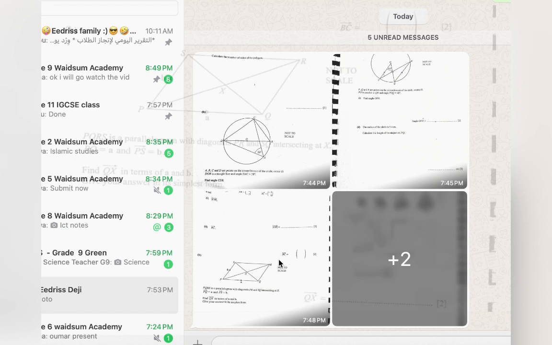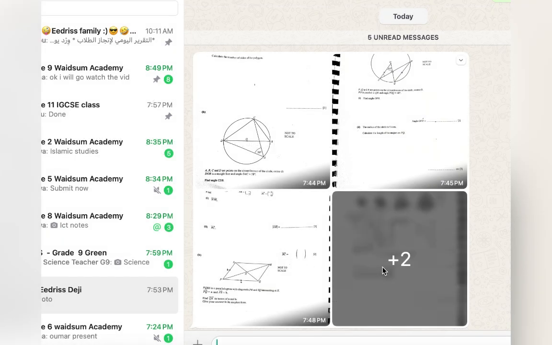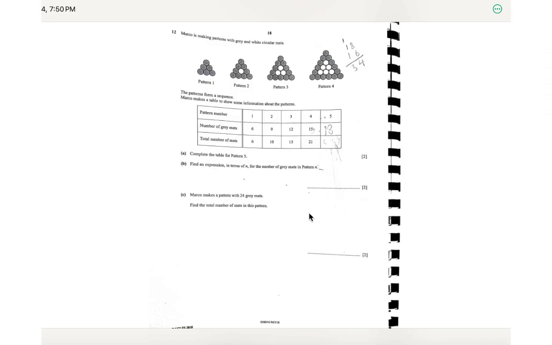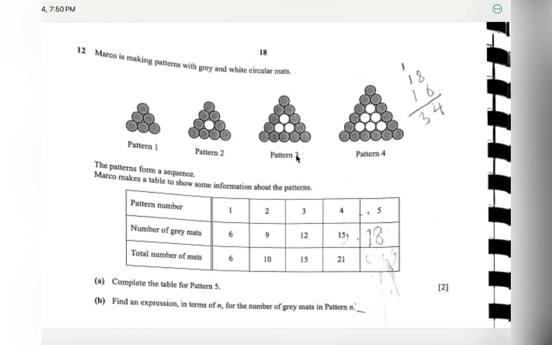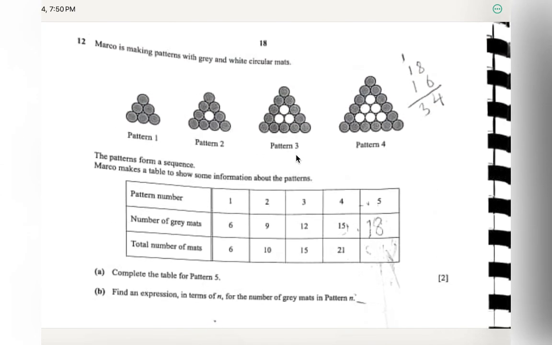Let's see if we still have a question. Okay, this is sequence. Let's see if we can quickly go through this, if possible.